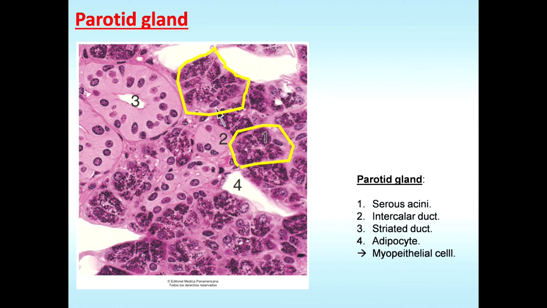In this picture, we can observe with number 2 the smallest caliber of the ducts, which is directly connected to the acinus. This is the intercalated duct. With number 3, we can see a very well-defined lumen surrounded by cells which are proper of a duct. This is the striated duct, which has a larger caliber. Finally, with the number 4 and no staining at all, we have the adipocytes.